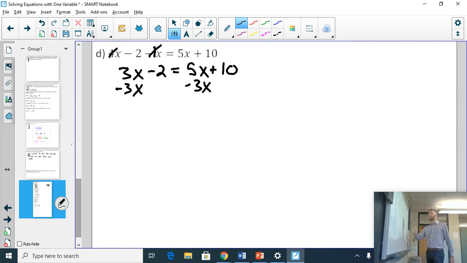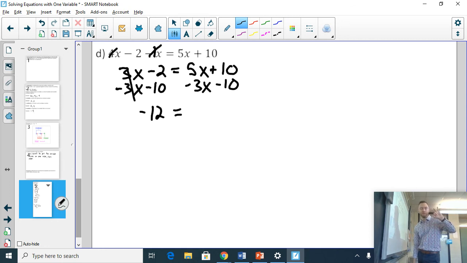And then since I'm putting my x's on the right side, I know I'm going to want to get rid of that 10. So I'm just going to get rid of it now. I'm going to subtract 10. And then what I do to one side, I also have to do to the other. And so minus 3x cancels. Negative 2 minus 10 is going to be negative 12. 5x minus 3x, 5 of something minus 3 of something will leave you with 2 of that something, and then plus 10 and minus 10 cancel out.